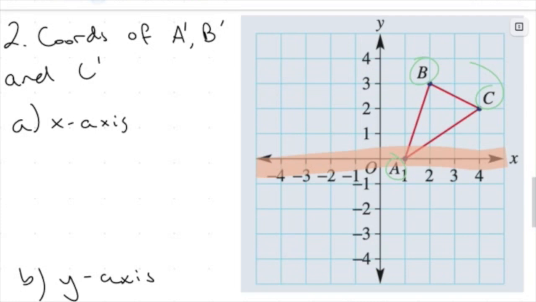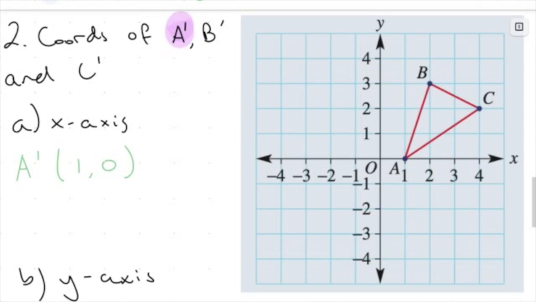Now, let's start. My A prime, well, that one here is going to be the exact same as A. Same thing as in that previous example, because it is right on my line of reflection. So my A prime is going to have the exact same coordinates of 1, 0 as A.